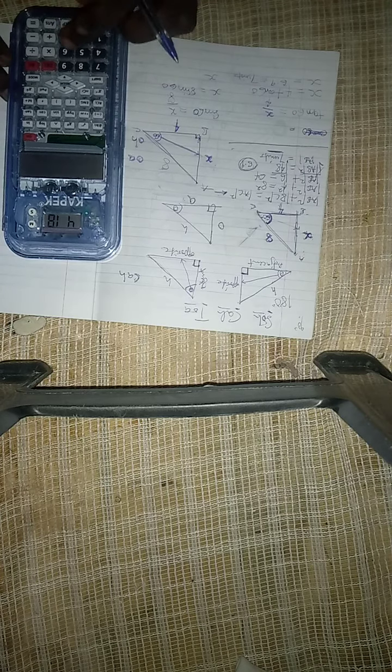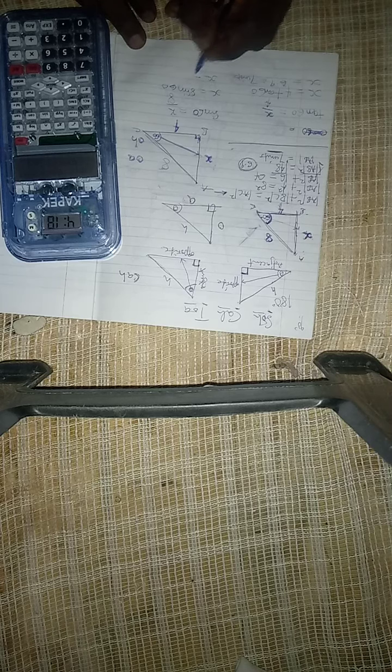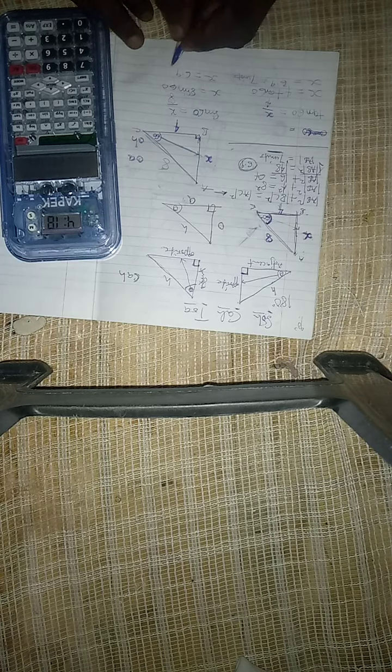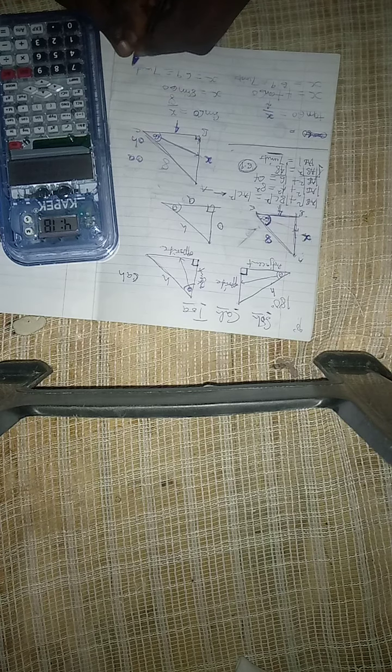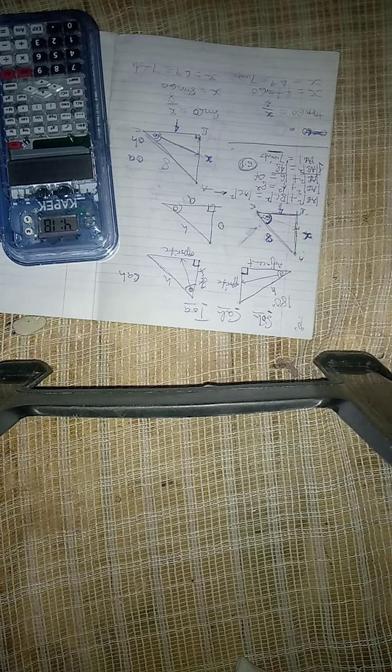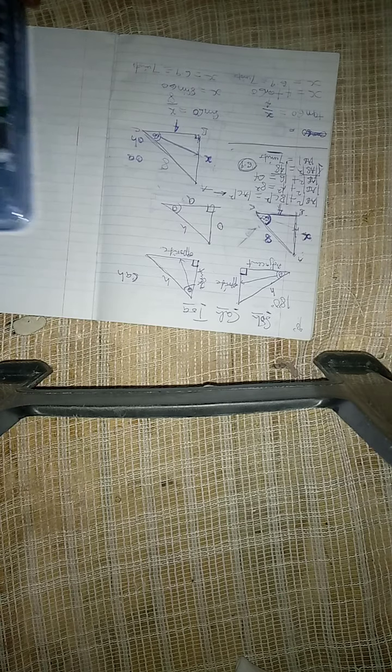So I have 8 sine 60 degrees, which is 6.9, approximately 7 units.